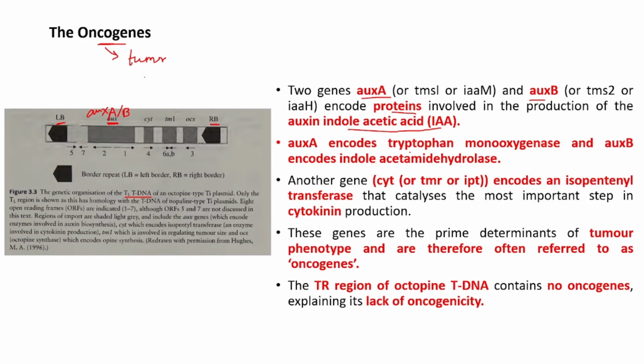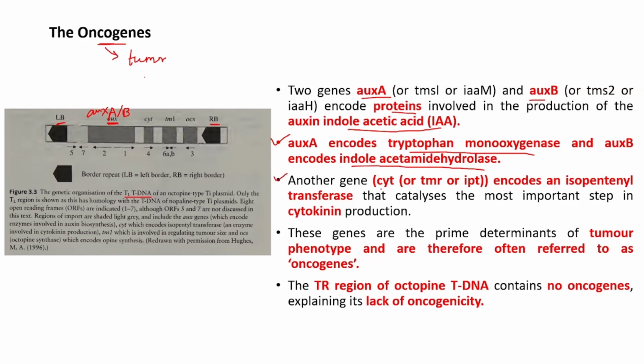Okay, so oxA encodes tryptophan monooxygenase and oxB encodes indole acetamide hydrolase. So this is very important. If you have read about the biosynthesis of indole acetic acid, auxin, you will remember that these two enzymes, tryptophan monooxygenase and indole acetamide hydrolase, are central enzymes for the biosynthesis of auxin. So you need these two genes, oxA and oxB, within the tDNA for the synthesis of indole acetic acid.